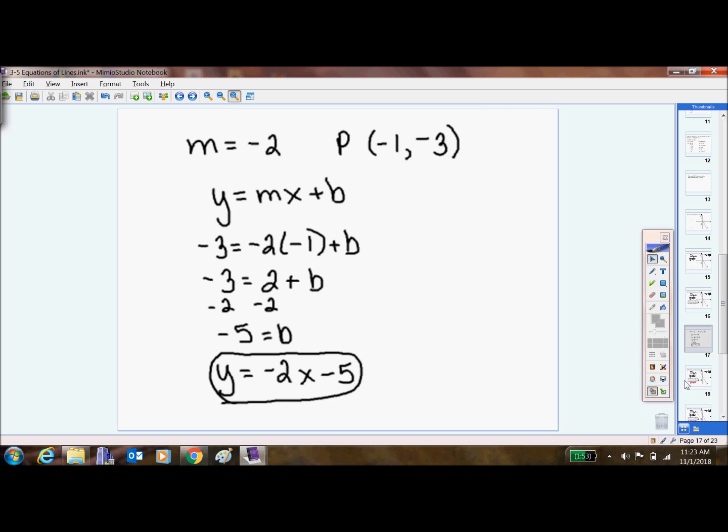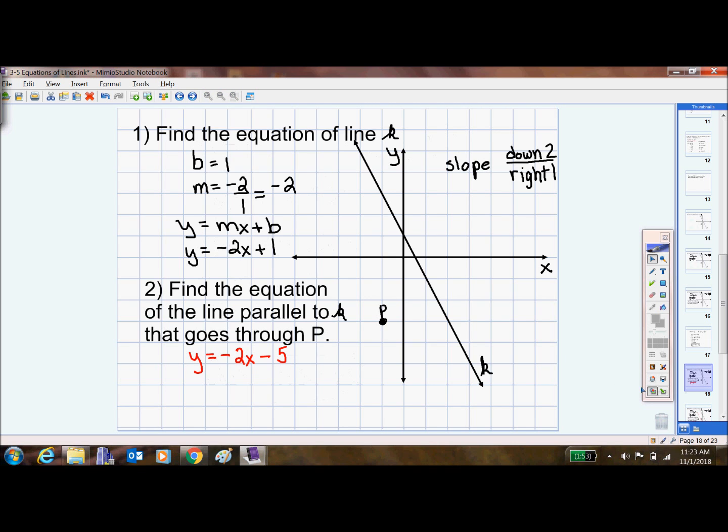Now, we're going to add a question to that. So we just found the line parallel. What's different when we're doing a perpendicular line? Negative reciprocal. So we're going to do that and find our negative reciprocal in a minute after we take a look at the graph of the line.